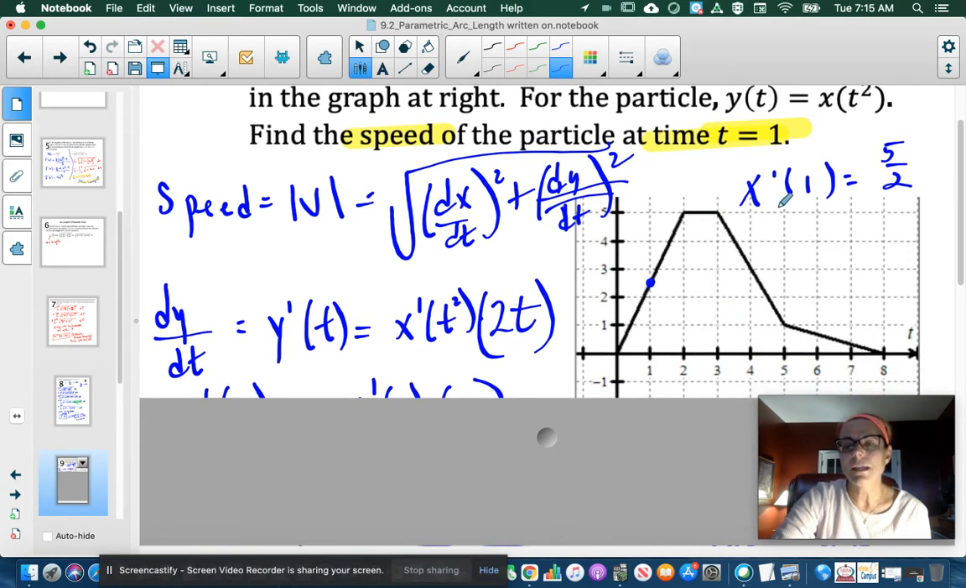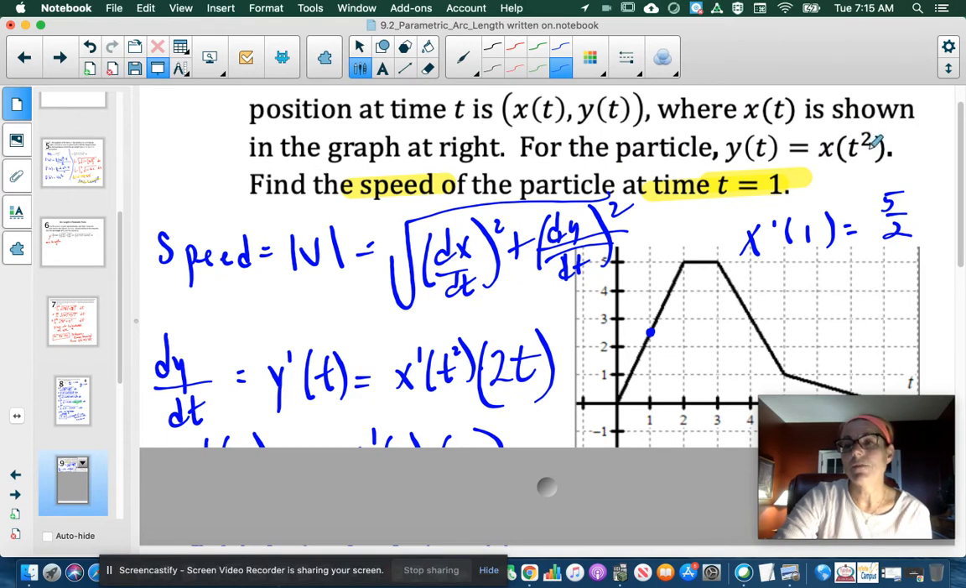So if we want to find the derivative at 1, we're going to go to the graph at 1 and go up. And I can use what I know about the basics of slope, rise over run. So if I start at 0, 0, I'm going up 2.5, and over 1. That gives me a slope of 5 over 2. That's where I got the 5 over 2 from the graph. For dy/dt, I have to take the derivative of this. So the derivative of this is x prime of t squared, but then the chain rule says I have to take the derivative of the inside, which is 2t.